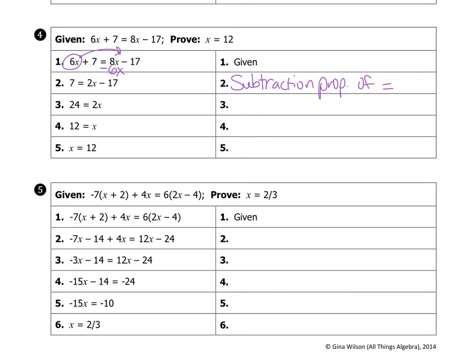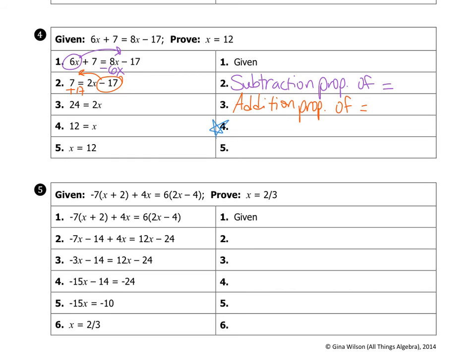So then for step 3, I want to ask myself, how do I get to step 3? And the part that is different is not the 2x, but it's this 24. So how do I take the 7 and the 17 to get the 24? And they move the 17 over by adding 17 to both sides. So that tells me that my step would be my addition property of equality.